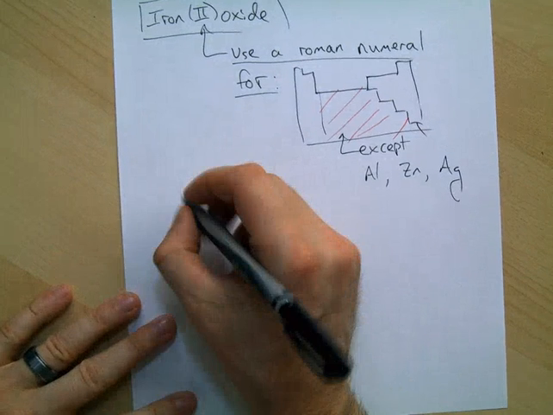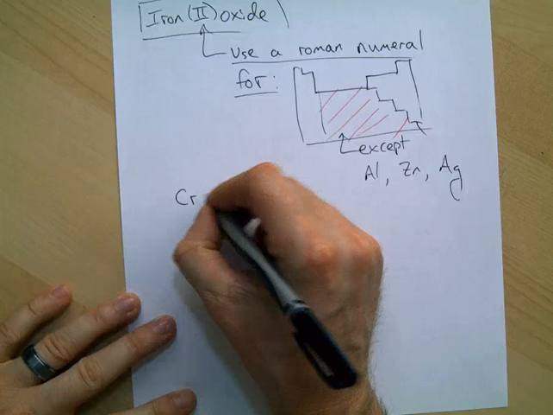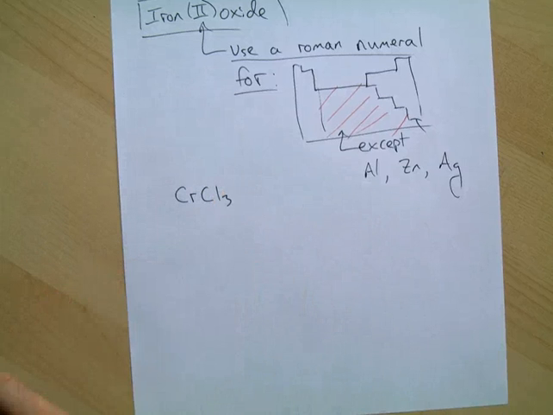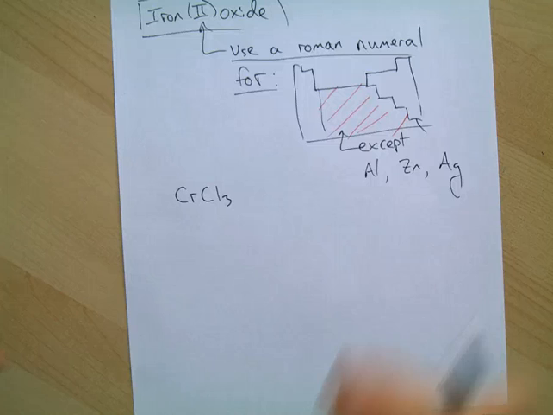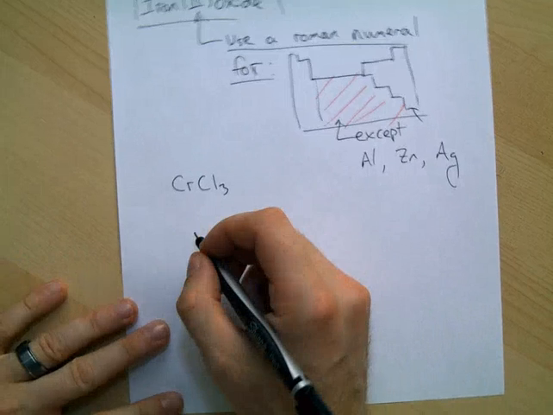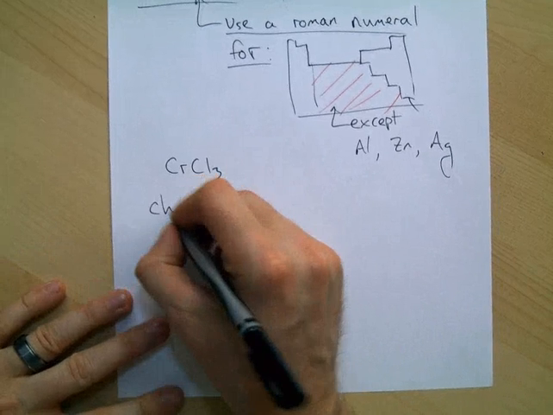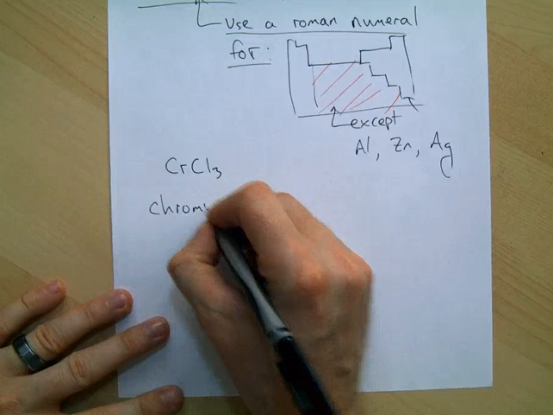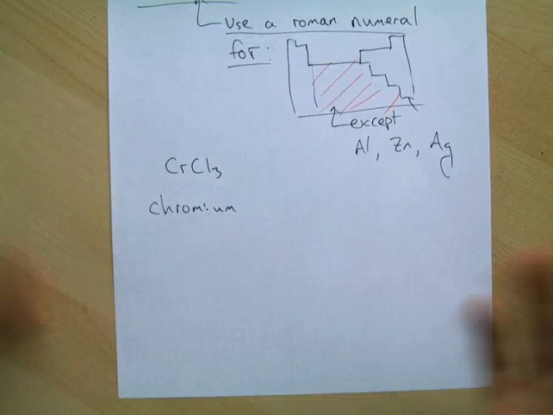So now I have CrCl3. All right, I need to translate this. I'm going to start with the rules from type 1, which is I write the first one, chromium, and I write the second one, chlorine, but I change it to chloride.